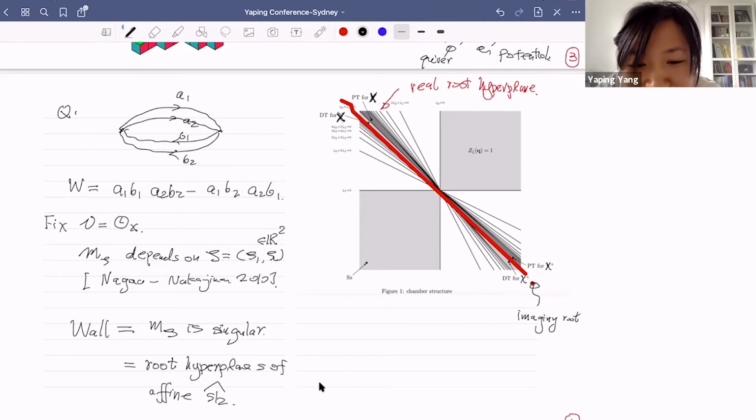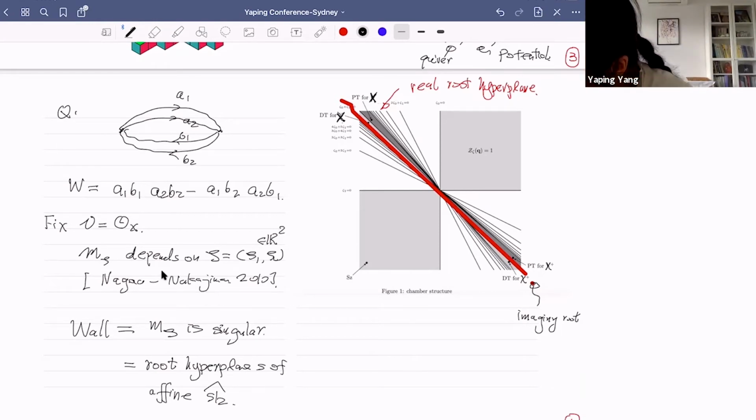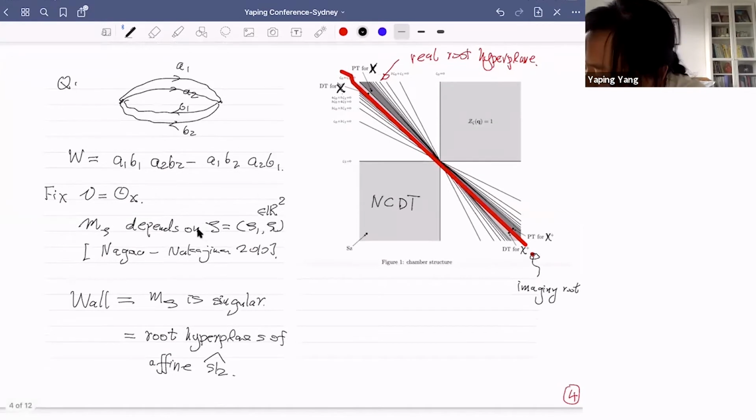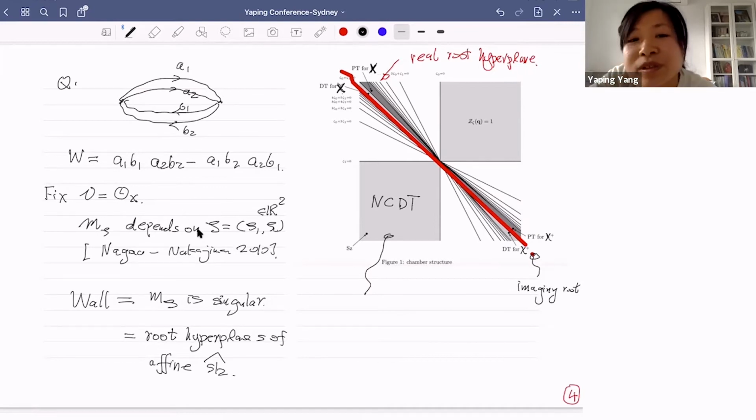And there are some questions in the chat. Also there's this block. So this is a non-commutative DT, so the NCDT. If you like a quiver description, I can also draw the quiver for those moduli. So this block has a quiver description.